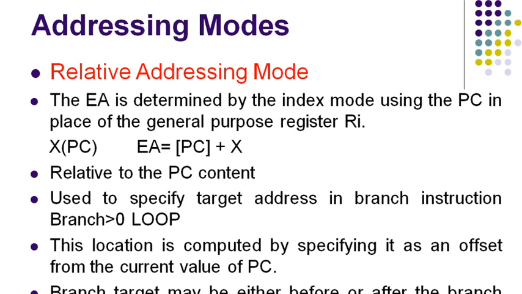Also recall that during the execution of an instruction, the processor increments the PC, the program counter, to point to the next instruction. Most computers use this updated value in computing the effective address in case of relative mode. For example, suppose that the relative mode is used to generate the branch target address Loop in the branch instruction of the program used previously. You can check the previous program.